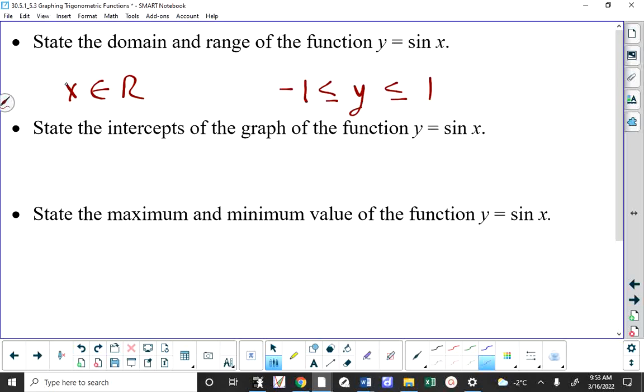What are the intercepts of the graph? Well, I'll do the x-intercepts first. The x-intercepts, if you look at the graph, are at 0, pi, 2 pi, 3 pi, negative 2 pi, negative 3 pi. They're going to repeat every pi. So what we can say is they are multiples of pi where n is an integer.